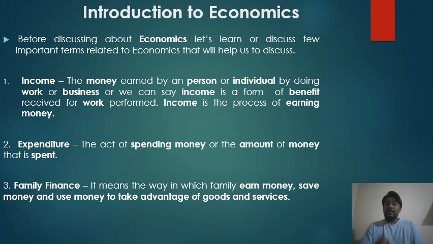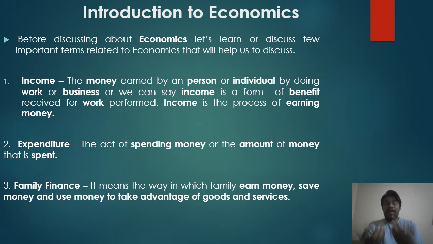So the money earned by a person or individual by doing any work, any type of job, or business, any type of business, whether it is a service business or manufacturing business, or you have a store, online business. So we can say income is a form of benefit received for work performed. Income is the process of earning money. So the term income means the process of earning money.